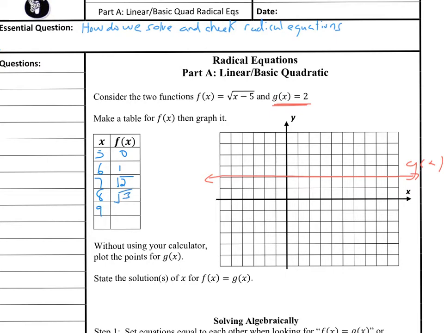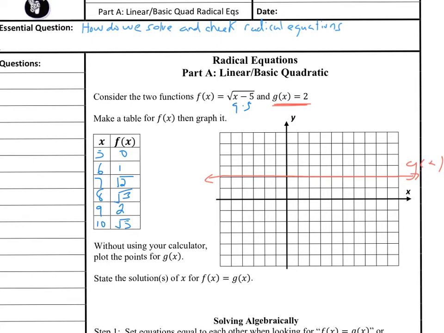When I get to 9, again, I plug 9 in here. 9 minus 5 is 4. Square root of 4 is 2. And the last one is 10. 10 minus 5, the square root of 5 is what that becomes. Okay? So we've got to plot some points. Without using your calculator, plot the points for g of x. I kind of already did that. And now I need to graph f of x.